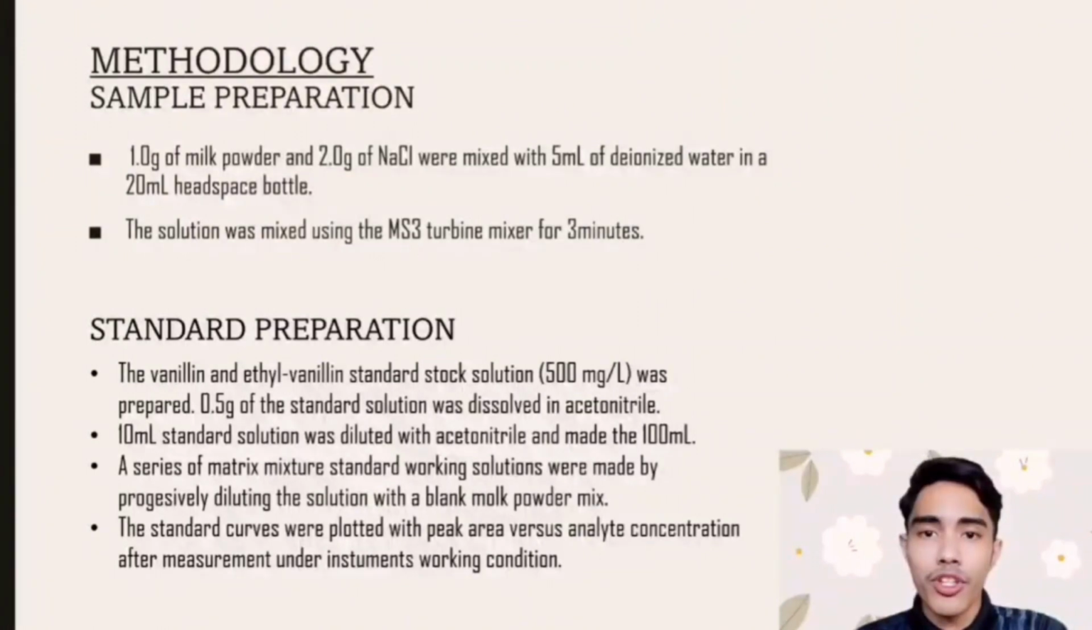For standard preparation, the vanillin and ethyl vanillin standard stock solution of 500 mg per liter was prepared. 0.5 g of the standard was dissolved in acetonitrile. A 10 ml standard solution was diluted with acetonitrile to make 100 ml. A series of matrix mixture standard working solutions were made by progressively diluting the solution with a blank malt powder mix. Lastly, the standard curve was plotted with peak area versus analyte concentration after measurement under instrument working conditions.